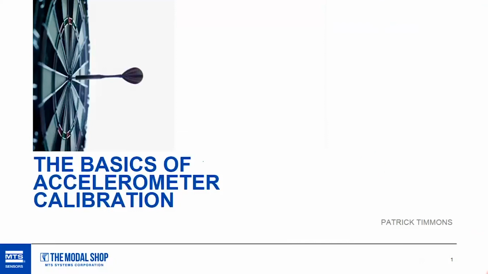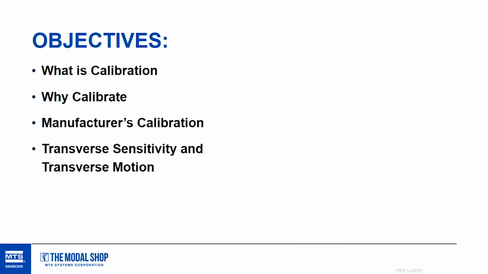So this first part, we're going to talk about, generally speaking, what is calibration, why we're calibrating, and what we do on the manufacturer side for accelerometer calibration. And eventually, in the second part, we're going to talk a little bit about transverse sensitivity and transverse motion.